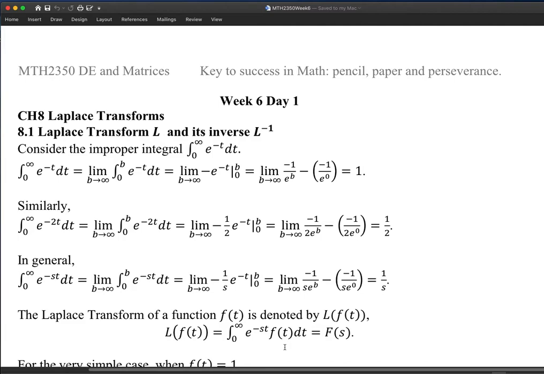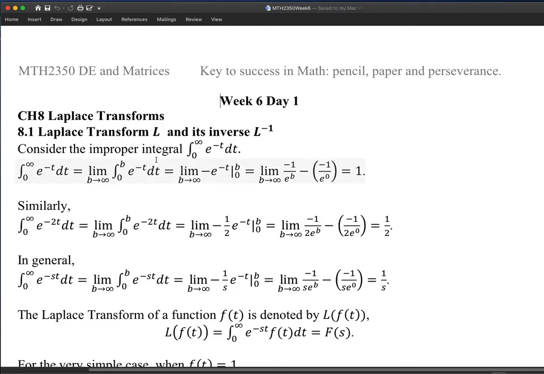Welcome to the class of differential equations and matrices. And this time we are moving to chapter 8. It's Laplace transforms. Basically, we are going to use the Laplace transform to solve differential equations. So now we are at 8.1 Laplace transform.